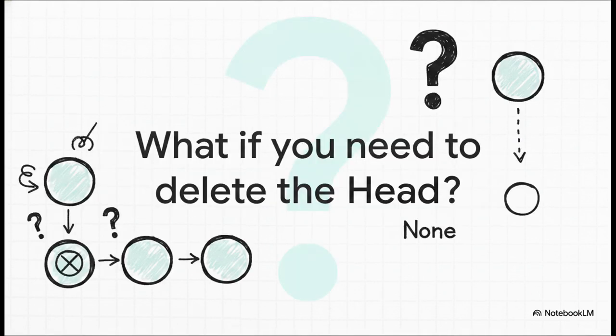But wait, hold on. Think about this for a second. What if the element you want to delete is the very first element, the head? In that scenario, there is no previous node to do the bypassing. So how on earth would you handle that?